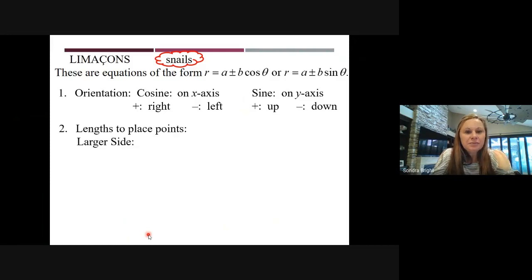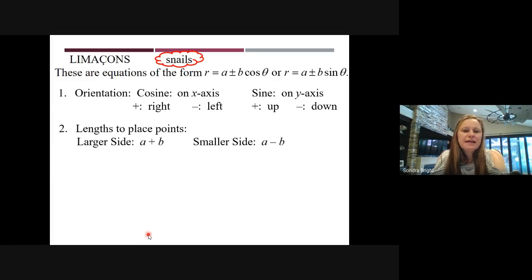Now the lengths to place the points. You'll have a larger side and a smaller side. For your larger side, you're just going to add the two numbers together, a plus b, like the absolute value, ignoring any negative signs. You're just going to add the straight up numbers to get the larger side. To get the smaller side, you'll just subtract the two numbers.